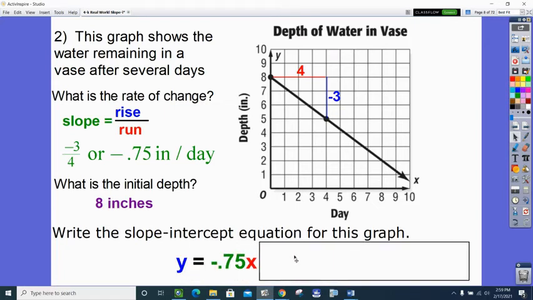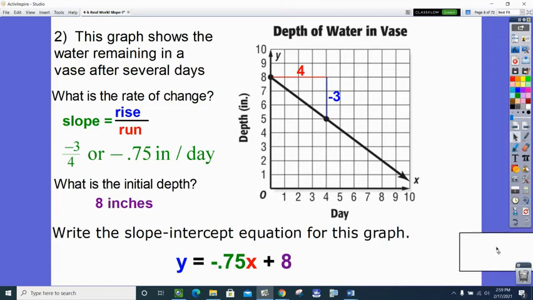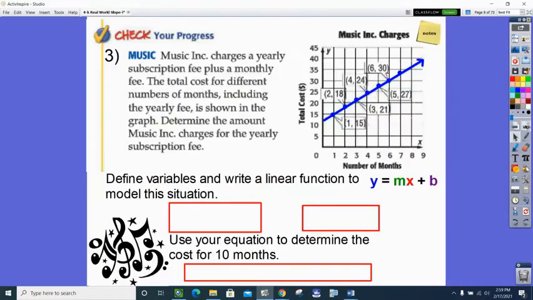We're going to put that in front of the input variable, which would be the number of days. And we started with a +8. And so now we could say, after 5 days, you could put in a 5, multiply it by -0.75 and add 8, and that'll tell you how deep the water is after 5 days. Or we could come to our graph, come over to 5 days, come up, and it'll be a little bit bigger than 4 inches.